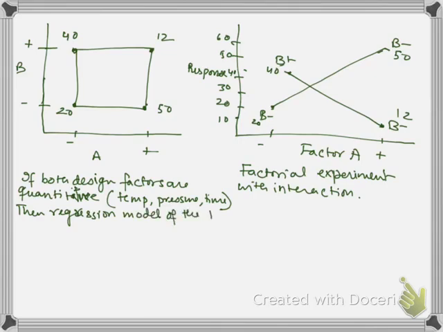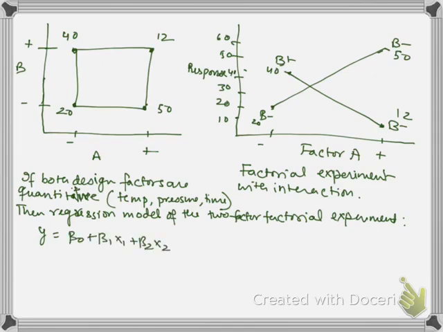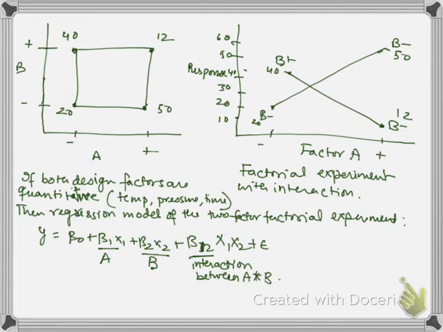A regression model of the two-factor factorial experiment could be written as y equal to beta naught plus beta 1 x1 plus beta 2 x2 plus beta 12, we usually call it, x1 x2 plus error term, where y is response, betas are the parameters whose values are determined by x1, variable that represents factor A, x2, variable which represents factor B, and x1 x2 represents the interaction between A and B. And then you can just go on with your analysis just as you would in regression.